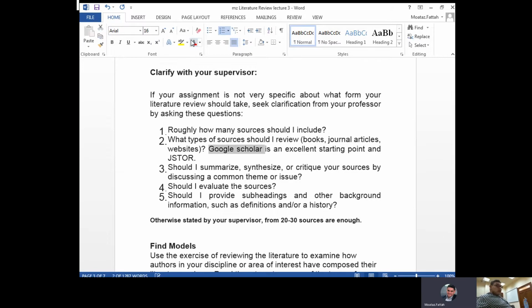Because it shows you as well not only what research has been done on your topic, but it shows you which books or articles or websites that were cited the most. And usually you need to focus more on research that has been cited the most, because usually this is an indication that it is very influential.